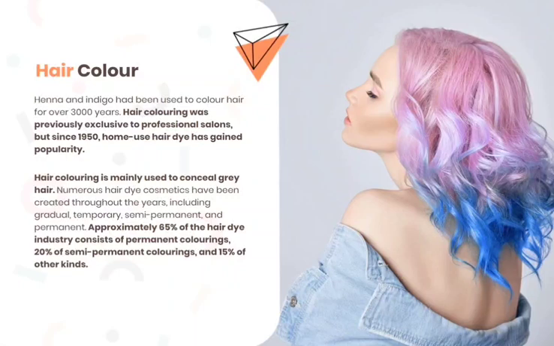Numerous hair dye cosmetics have been created throughout the years, including gradual, temporary, semi-permanent, and permanent. Approximately 65% of the hair dye industry consists of permanent colorings, 20% of semi-permanent colorings, and 15% of other kinds.